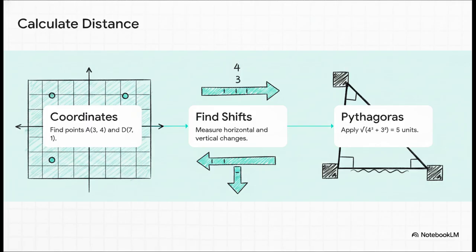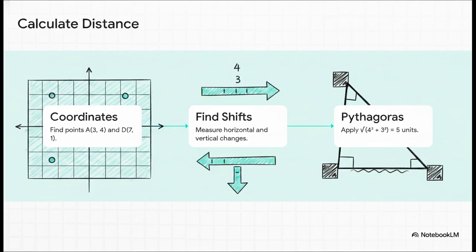Say we want the distance from point A to a new point D. Step 1. Identify your data. Point A is at x equals 3, y equals 4. Point D is at x equals 7, y equals 1. Step 2. Find the shifts. Horizontally, we went from 3 to 7, which is a shift of 4 units. Vertically, we dropped from 4 to 1, which is a shift of 3 units.